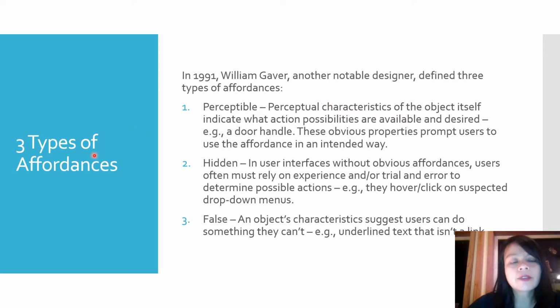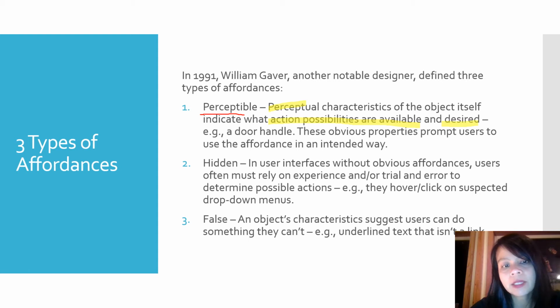So let's take a look at three types of affordances. William Gaver, another designer, defined three types of affordances. There's perceptible affordance. So perceptual characteristics of the object itself indicate what action possibilities are available and desired, like a door handle. So these obvious properties prompt the users to use the affordance in an intended way.